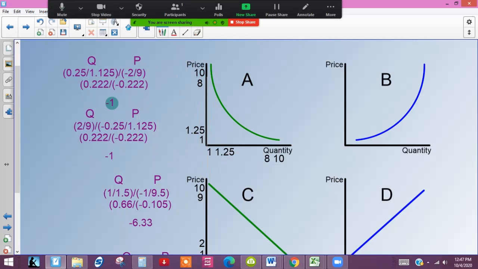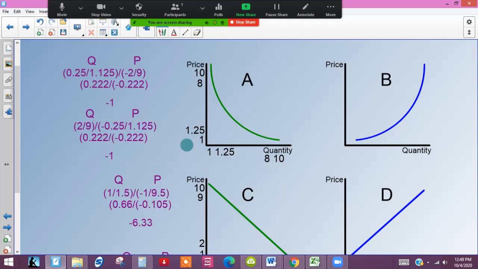Now, when we come over down here on the demand curve, you can see we're going from 8 to 10 in the quantity, which in raw numbers is 2. And we're only going from $1.25 down to $1, which seems like a smaller change, but when we compute the percentage change, it's going to be exactly the same.